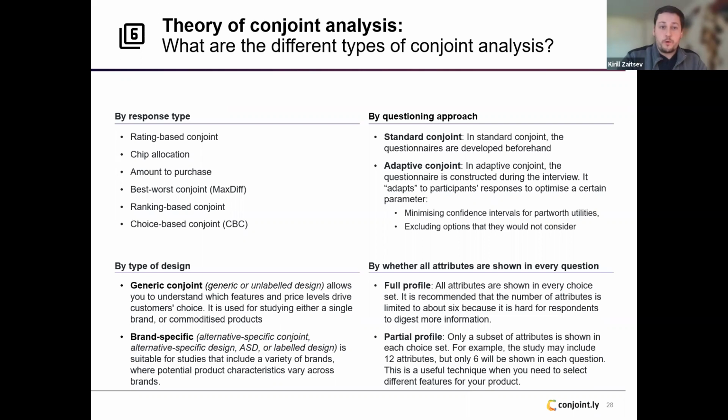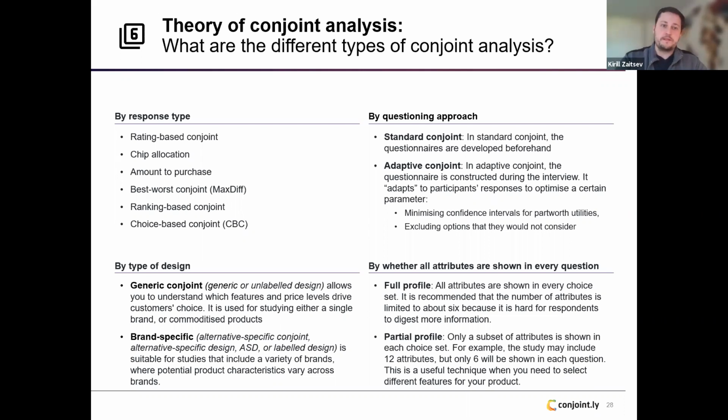Now, by questioning approach, there is the standard conjoint, in which the questionnaire is fixed ahead of time. In this case, when we say questionnaire, we also mean the experimental design that is used to determine what respondents see on those choice tasks. And there is also an adaptive conjoint. In adaptive, the experiment is adapted as data comes in. It may respond to the individual person or to the data that's come in before them. But in those cases, the experimental design is changed on the fly to optimize a certain parameter, either to reduce the confidence intervals for the part-worth utilities or to exclude options that are not being considered.